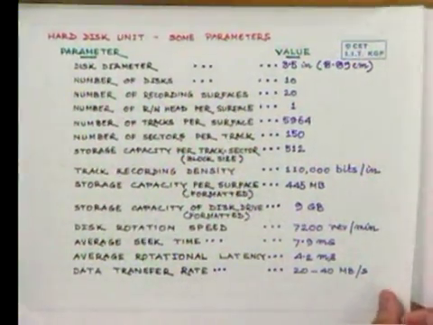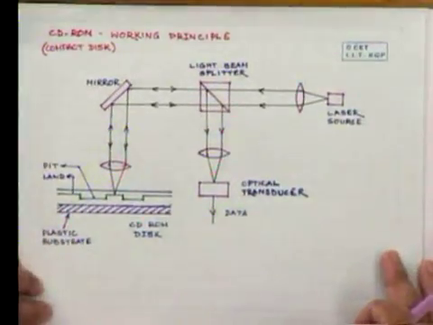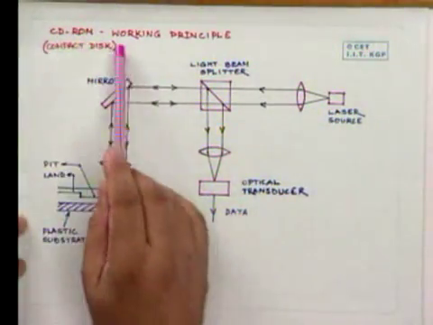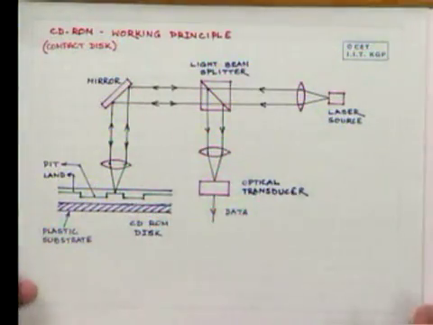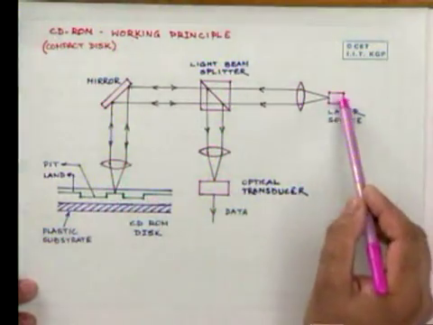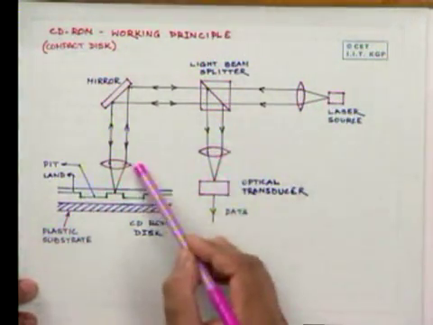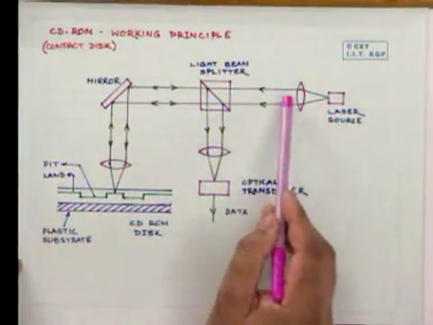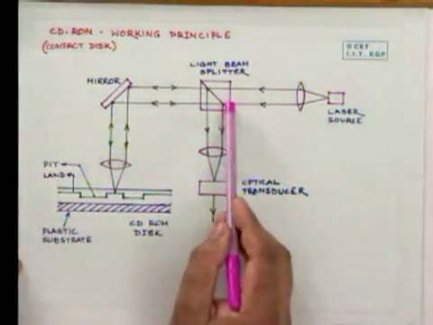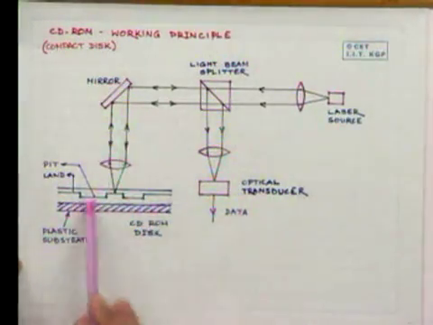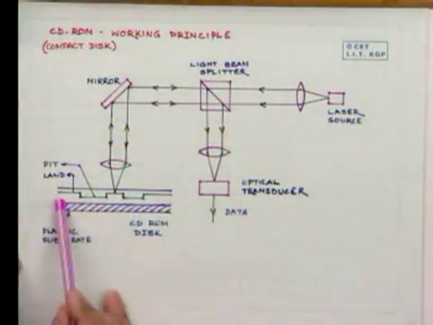Now, let us come to another kind of storage which is very much in use today, the compact disk or CD-ROM. Let us in brief give the working principle of it. In the case of a CD-ROM, we have a laser source, some lenses, that comes over to here. It's a parallel laser beam that comes. This is a light beam splitter. It goes straight, with a mirror, it comes over to here, and this is in fact your CD-ROM disk surface.